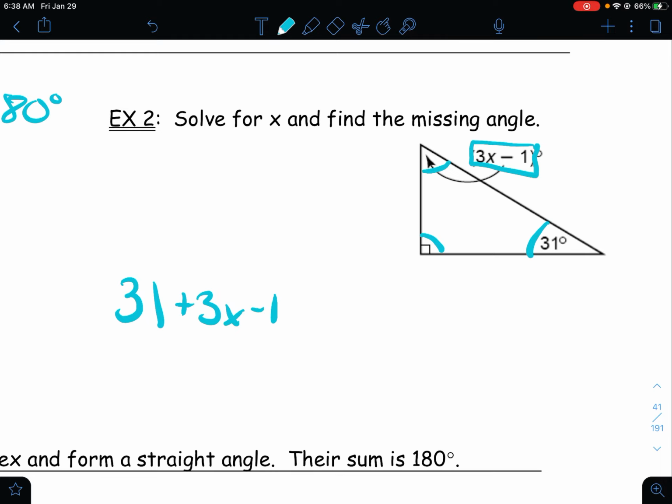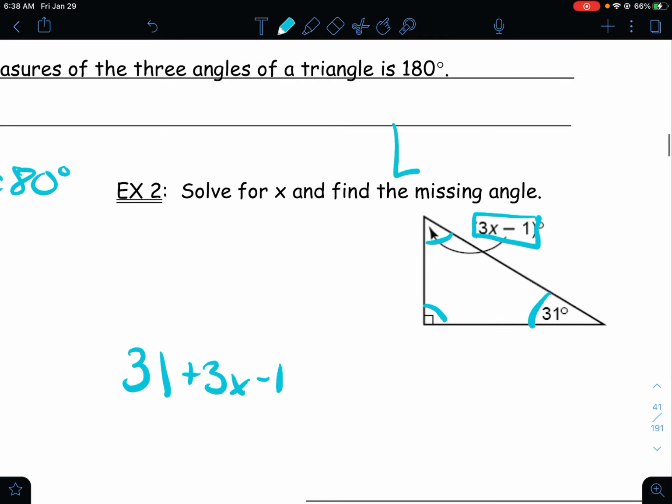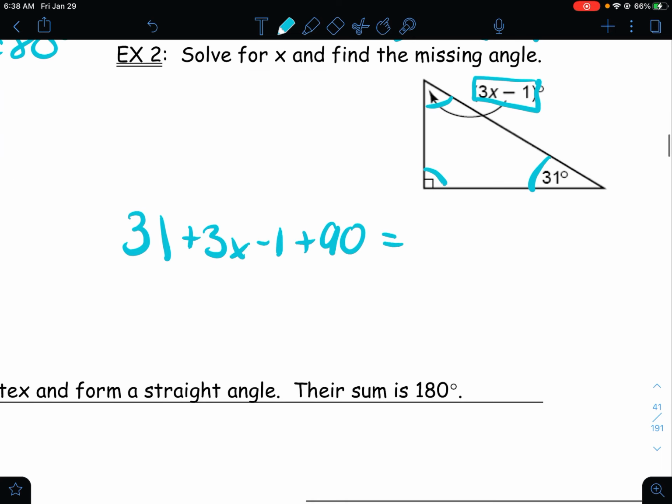And then this last angle is important. Whenever you see an angle with a little square in there, that means that it's a 90-degree angle. I would write that down because that's going to be something you're going to need to know. So we could add in our last angle of 90. And then we set this all equal to 180.